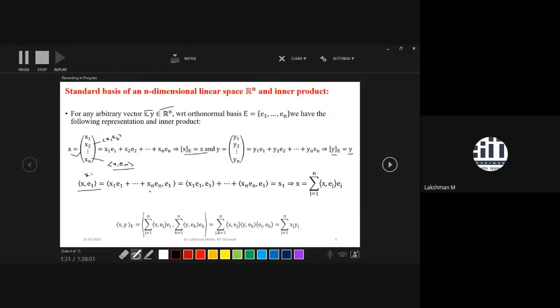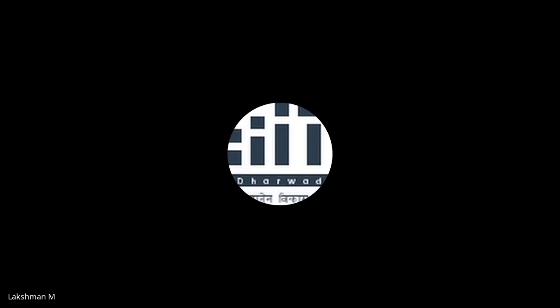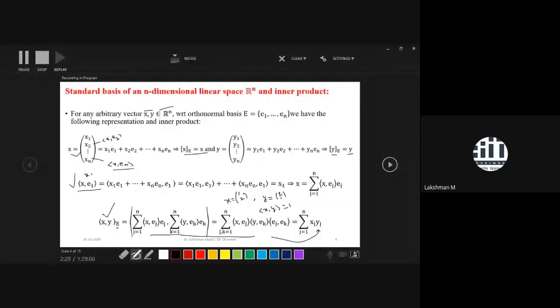So this is the coordinate approach, finding the coordinate. This is the inner product approach. So how do we define the inner product of any two vectors with respect to a standard basis? All these calculations simplify to the summation of component-wise multiplication. That means if you are taking, for example, the vectors 1 2 and 2 1, then 1 times 2 plus 2 times 1, the second coordinate multiplies with the second coordinate.